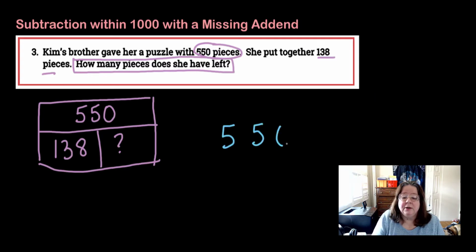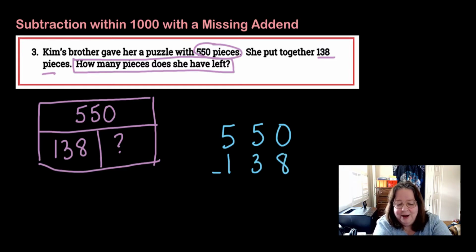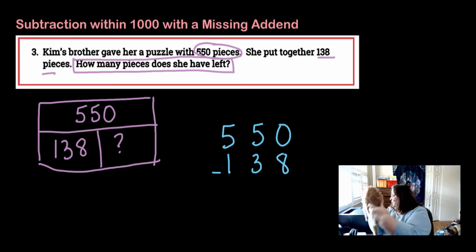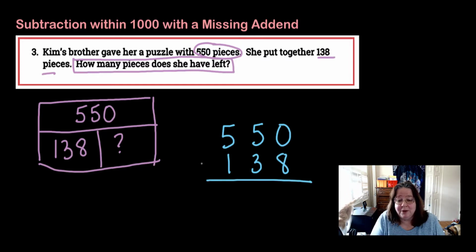550 minus, okay, my cat is sitting right in front of my monitor here, 138. Rose, I'm so sorry. I know, I'm going to have to move you over here. Yes, I'm sorry about that. Rose likes to help, but I can't see what I'm doing when she's sitting right in front of the monitor.